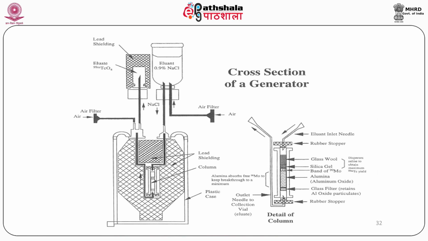The technetium which is formed during the decay of molybdenum is not absorbed in the alumina column, and finally it comes out in the other vial in the form of pertechnetate, as you can see, covered with lead as a shielding material. So from one end of the generator you are putting 0.9% sodium chloride, which is saline, and from the other end you are taking out the pertechnetate, and this is the pertechnetate which is going to be used for examinations.